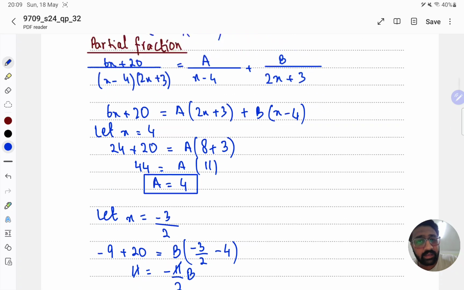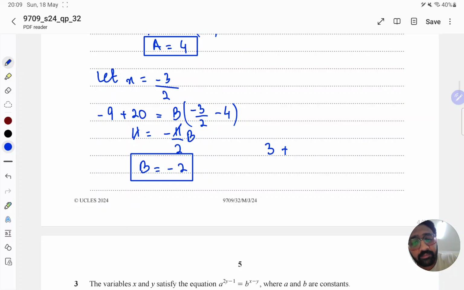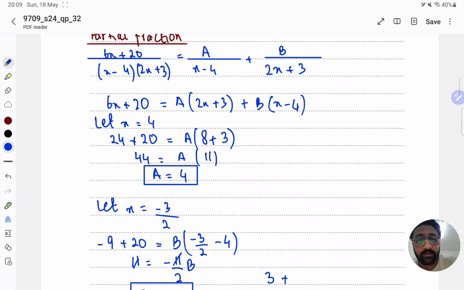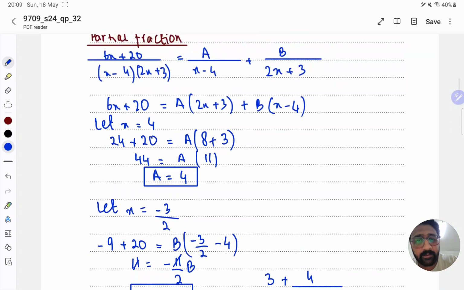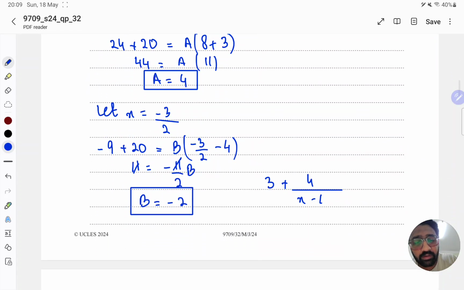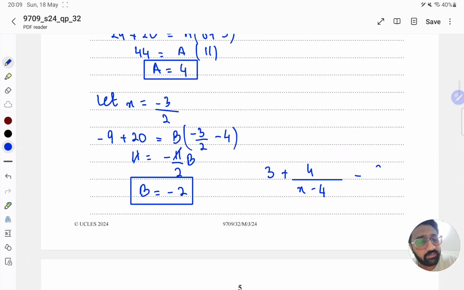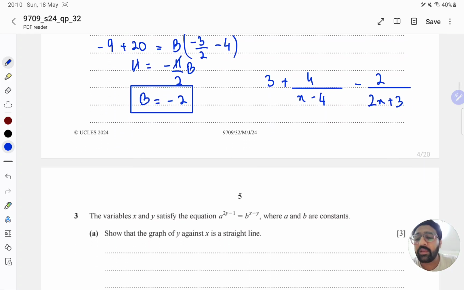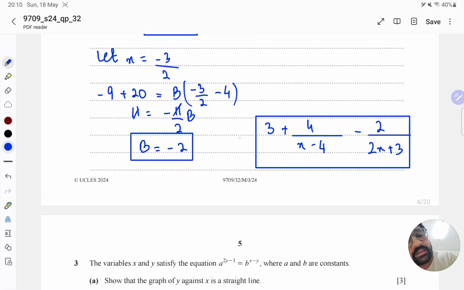The final answer for this is going to be 3 plus a, which is 4, divided by x minus 4, and plus b, where the value of b is minus 2, so minus 2 divided by 2x plus 3. This is the final answer, the partial fraction of the fraction given. Let's move to the next question.